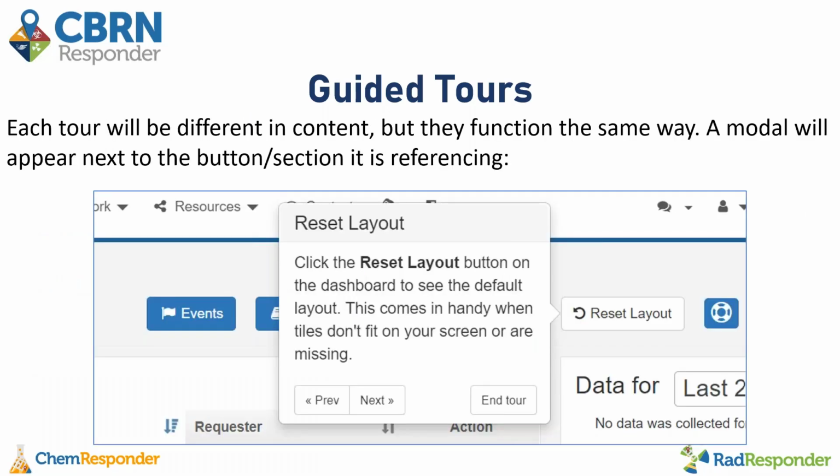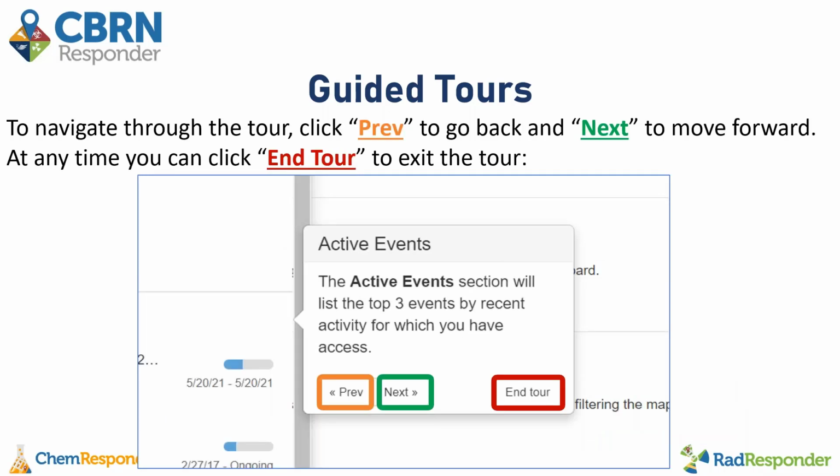Each tour will be different in content, but the function and the way you navigate through the tour is the same. And so a modal will appear next to the button/section it is referencing. So here you can see that it's pointing to the reset layout, and then you have a brief explanation on what the reset layout button does. To navigate through the tour, you'll click the previous button to go back and next to move forward. And at any point, you can click End Tour to exit the tour.